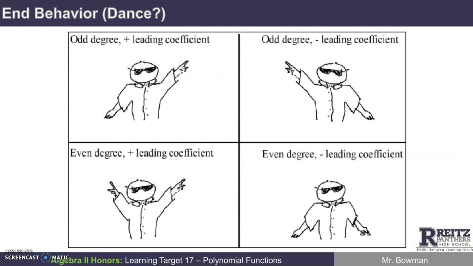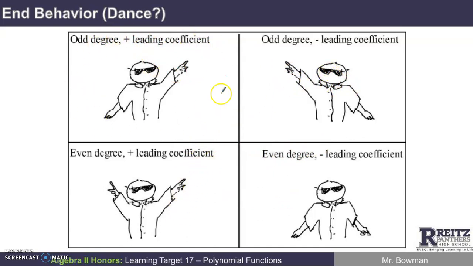Okay, let's take a look at this very odd set of pictures for a minute. What you're looking at is an individual doing a dance that one of my former students, when I taught in Petersburg, called the end behavior dance. There are 4 different types of end behavior that a polynomial function can have, and depending on the leading coefficient and the degree of the polynomial, it will look like one of these 4 dance moves.